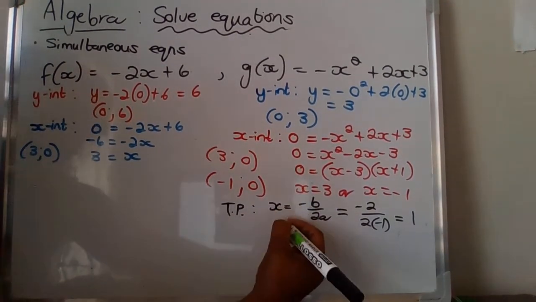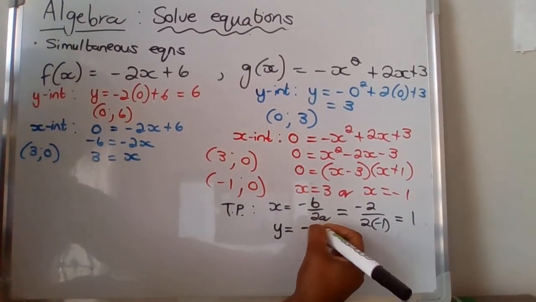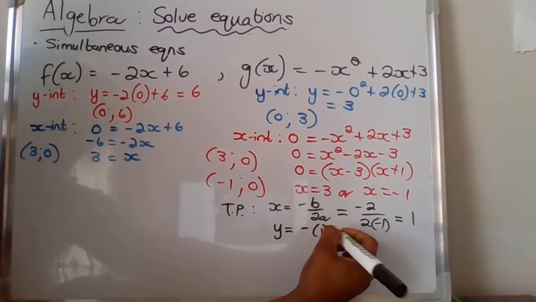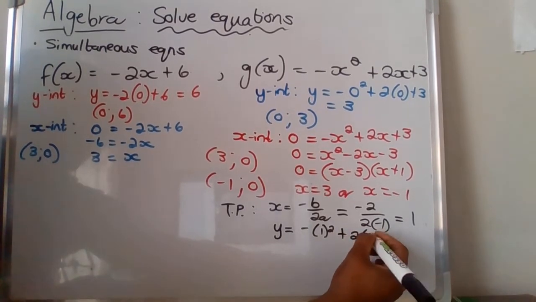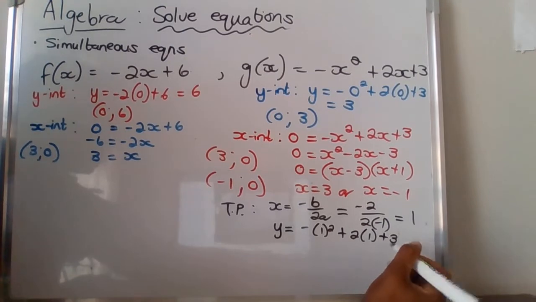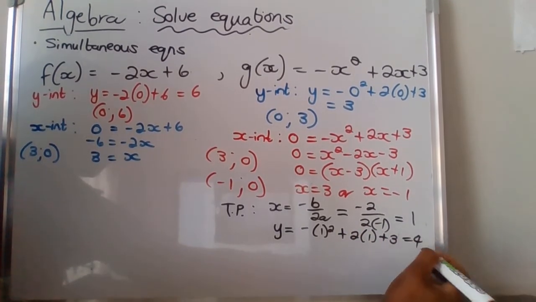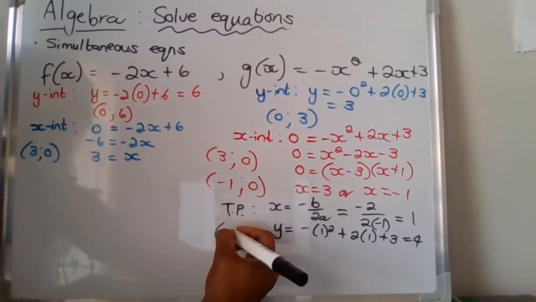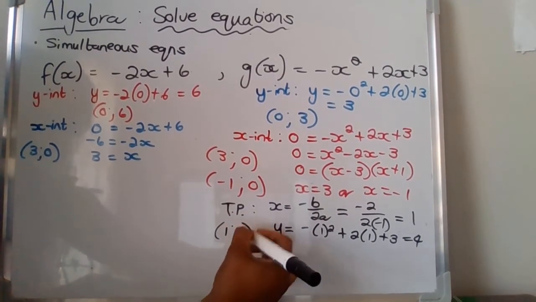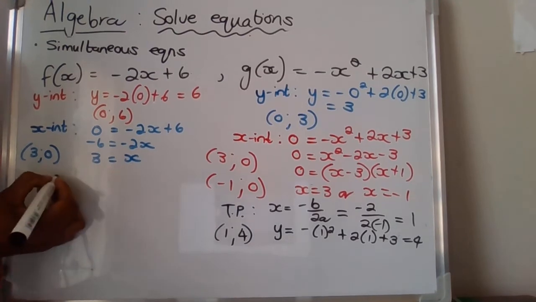Then I must find the corresponding y value. So in my equation, where there's an x, I must put in 1, so that I can find my y value for my turning point. So this tells me it's 2 minus 1, which is 1, plus 3 equals 4. So my turning point is at (1, 4). So now I can actually draw my graph. Okay, so let's draw it.